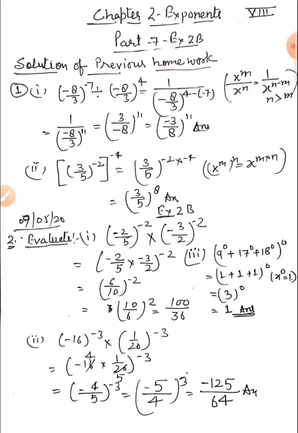So here we solve some questions from 1 and 2. First is (minus 8 upon 3) raised to power minus 7 divided by (minus 8 upon 3) raised to power 4. Look here, it is division with the same base. You know very well which rule we can apply in this question. We can apply the fifth rule of the exponent. What is the fifth rule of the exponent? Dividing powers with the same base, we subtract the powers.